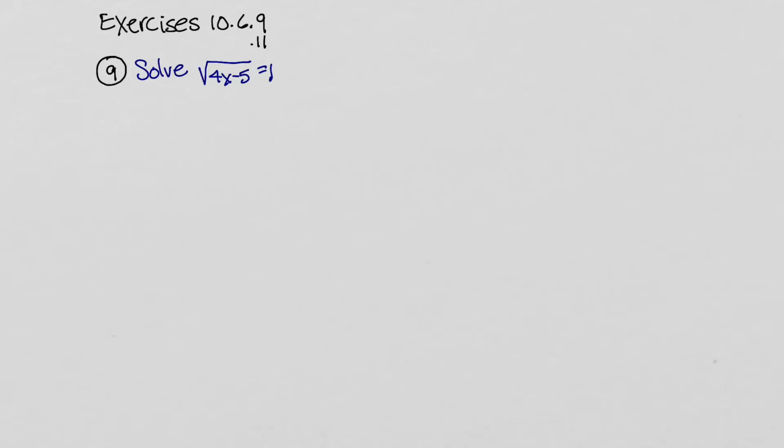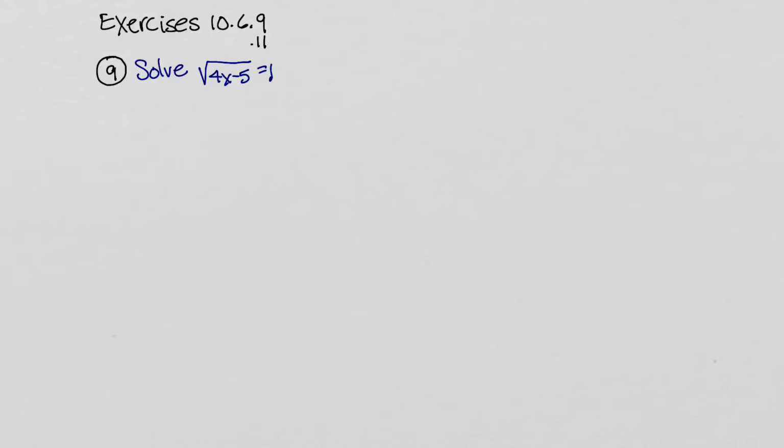Let's give this problem here a try, number 9. What we want to do is solve this equation that involves this radical expression. Now we've got this radical on the left side isolated, right? It's just on the left side by itself, the 1 is on the right side. So let's start by squaring both sides.